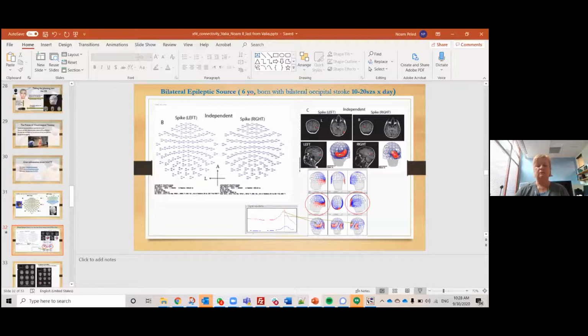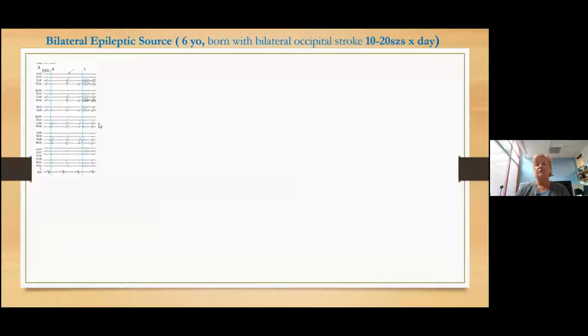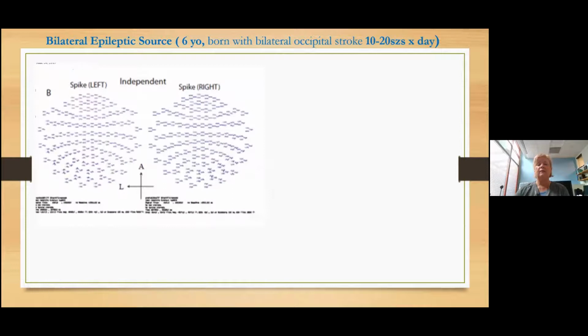So we had a patient from Boston Children's. She's 6 years old, and she was born with a bilateral occipital stroke. The child was actually very nice, kind of cooperative in the MEG lab. She was only six, but she had 10, 20 seizures a day. And she has a bilateral MRI focus of her malformation, and the MEG shows bilateral activity as well, occipital right spikes and occipital left spikes.